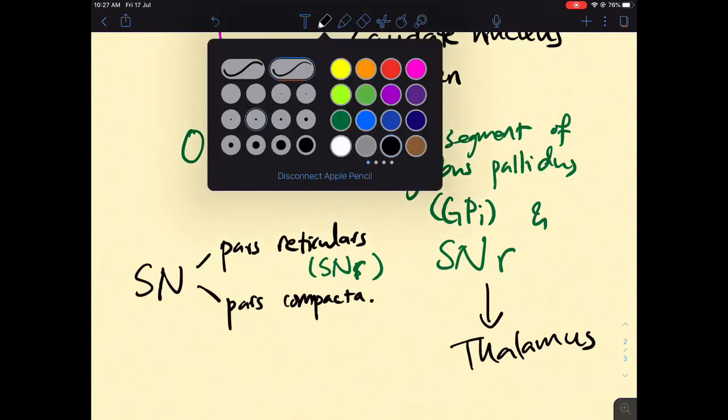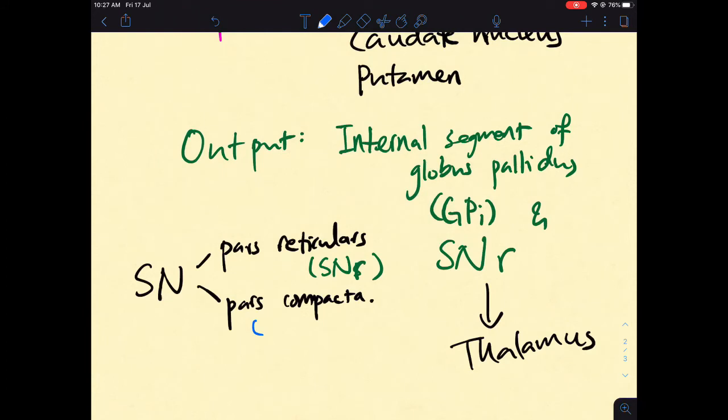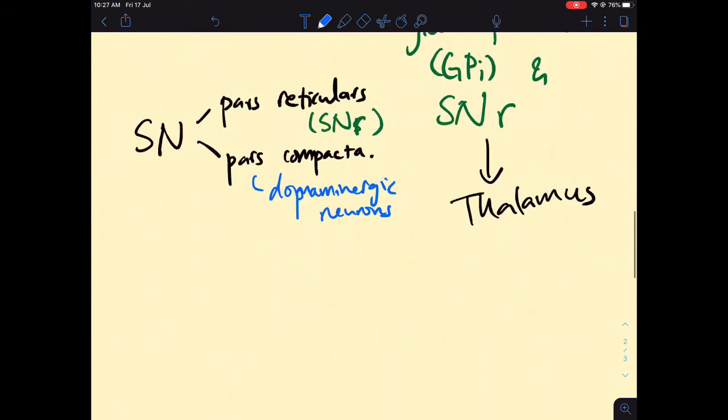A word on the pars compacta of the substantia nigra: they're involved in Parkinson's disease. They're the ones that die off, and they have dopaminergic neurons. And we'll look at this in more detail later. There are two important pathways in the basal ganglia that end up modulating movement.